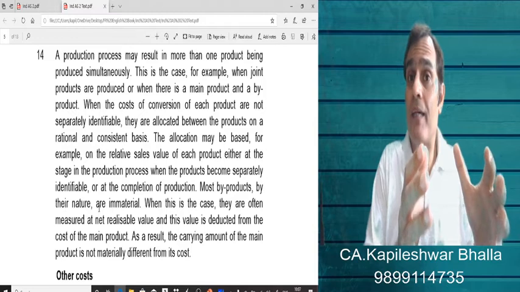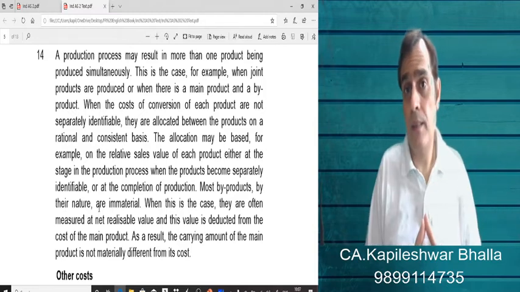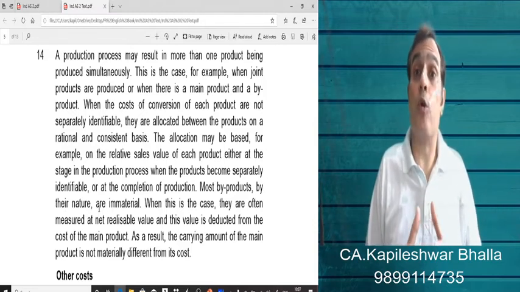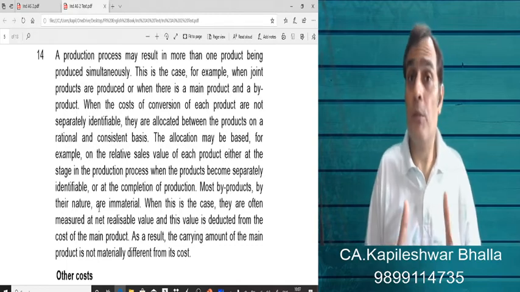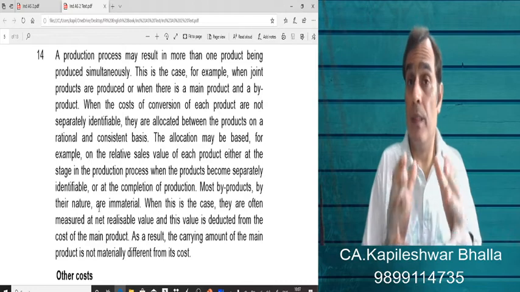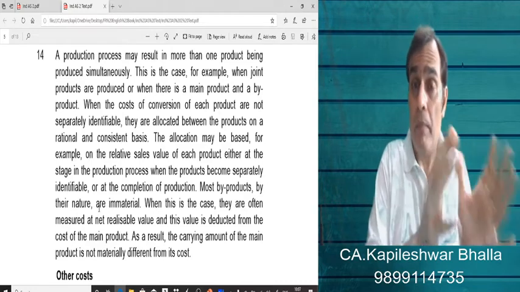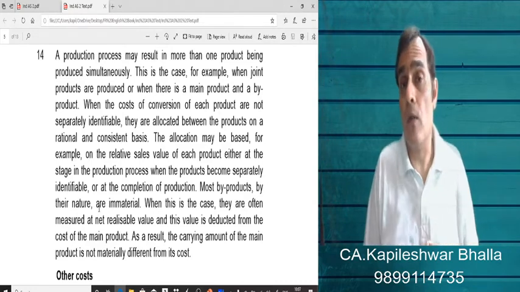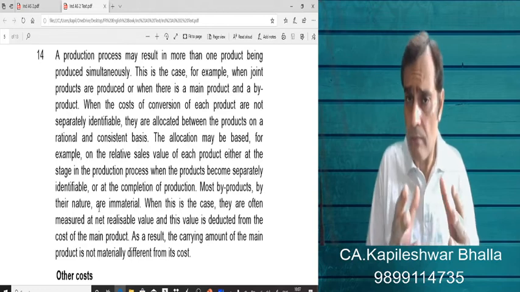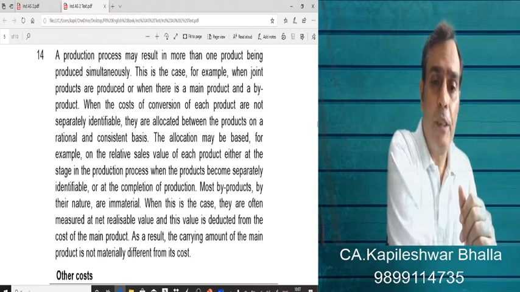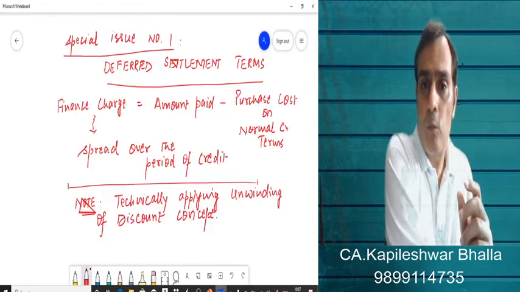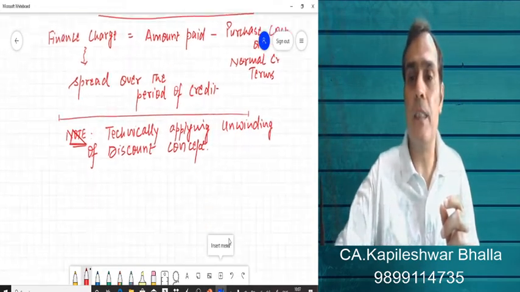Let's say you're manufacturing three products together. It could be a situation where all three are supposed to be joint products. And number two, it could be a situation where some of the products are main products and the other products are called byproducts. Now, before I read para number 14, I'd like to take you back to the concept you've learned at the intermediate level.